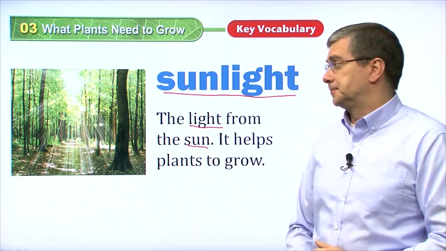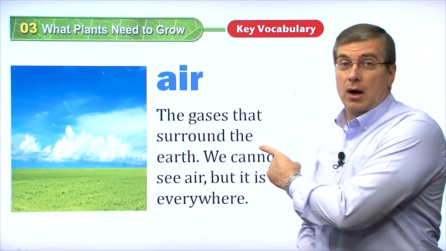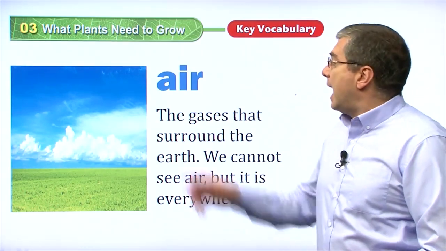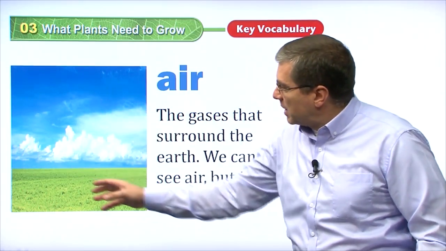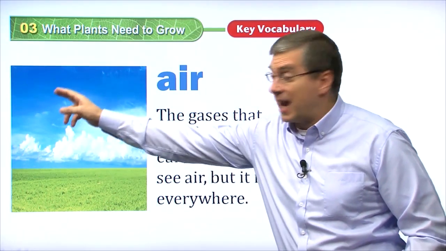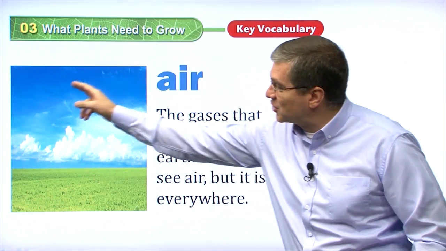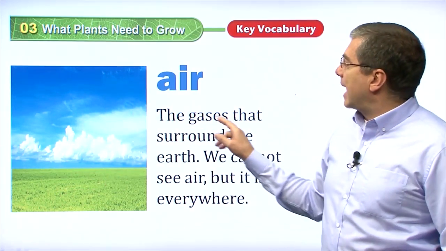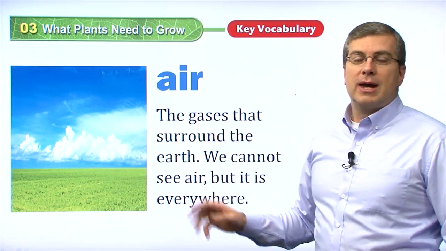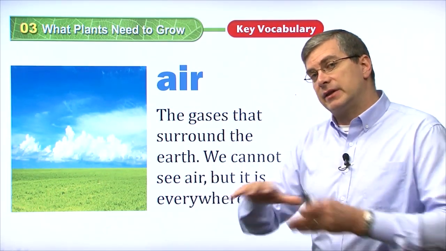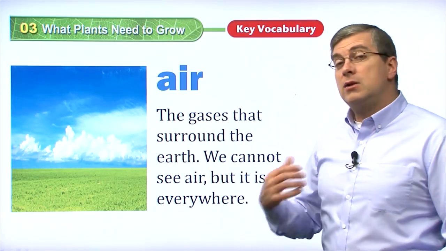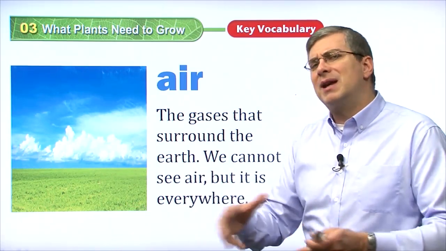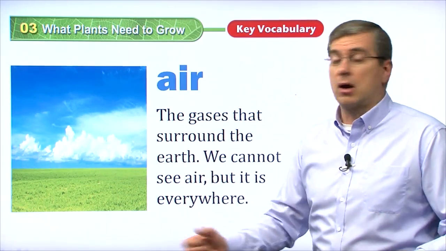What's the second thing? The second thing is air. We need air too, of course, but plants need air as well. If you take a look at this picture, most of this picture is air. All of this part of the picture is air, right? This is the ground. But air is the gases that surround the earth. There are many different kinds of gases that surround the earth. We use some of those gases. Plants use different gases, but they're all mixed together, and we call that air.